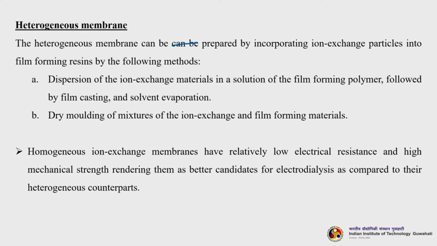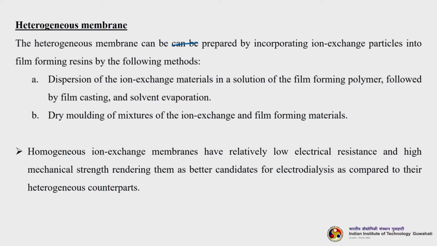The heterogeneous membranes can be prepared by incorporating ion exchange particles into film forming resins by the following methods. Either you can have dispersion of the ion exchange materials in a solution of the film forming polymer, followed by film casting and solvent evaporation. How you prepare the polymer solution, how you cast it, and then solvent evaporation, all these things we have discussed during our membrane preparation techniques. I am not repeating it. Then the other method is dry molding of mixtures of the ion exchange and film forming materials. Homogeneous ion exchange membranes have relatively low electrical resistance and high mechanical strength, rendering them better candidates for electrodialysis as compared to their heterogeneous counterparts.